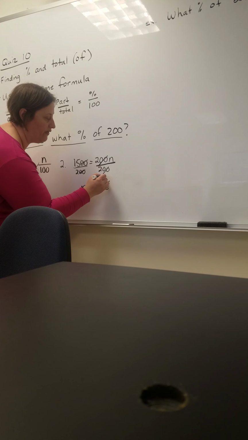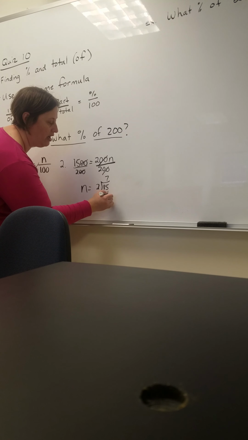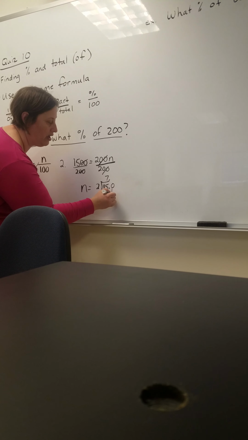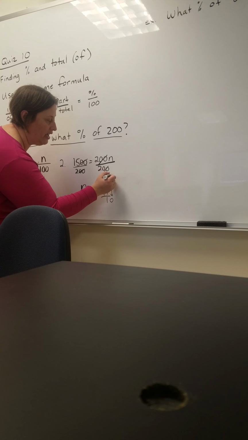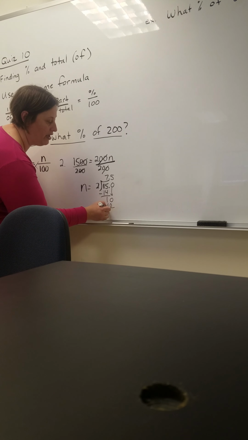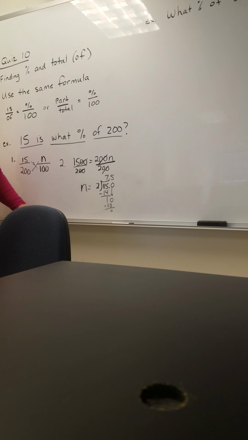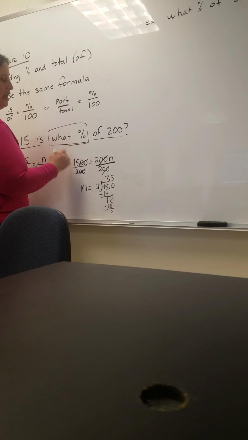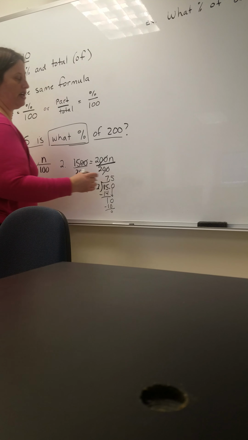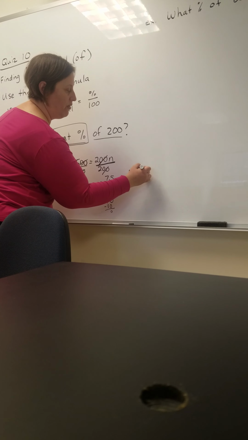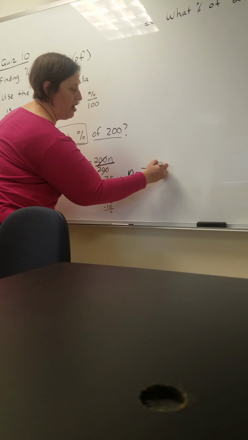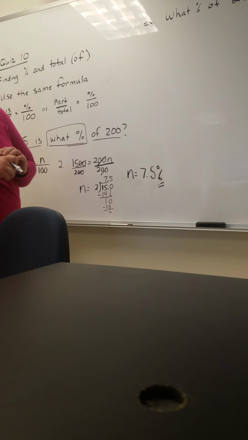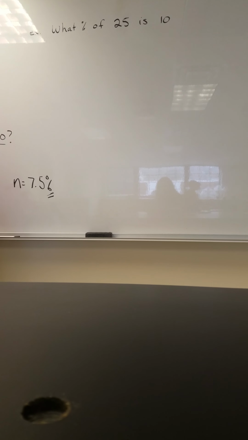Okay, so 2 goes into 15 7 times, with 1 left over. Put your decimal point and a 0. Bring it down. 2 goes into 10 5 times. Nothing left over. Now, there's one thing missing off of this answer. Because you're being asked to find the percent, you must have a percent sign on your answer. So n equals 7.5%. Do not forget the percent sign if I'm asking for the percent. Okay, let's move to the second example.